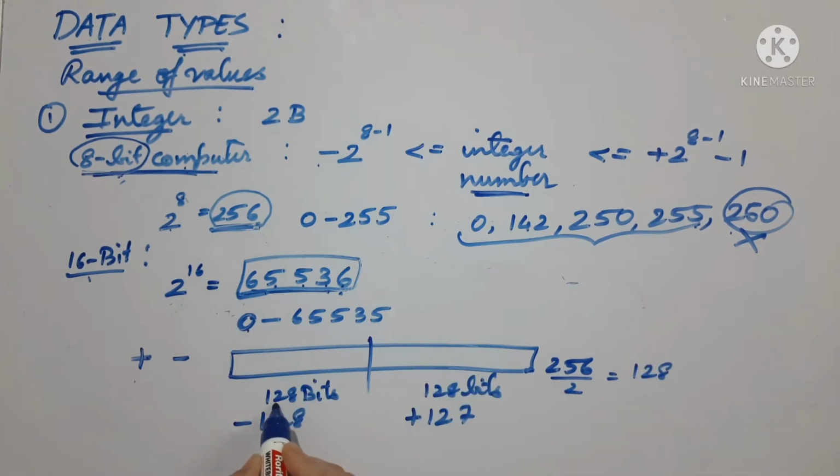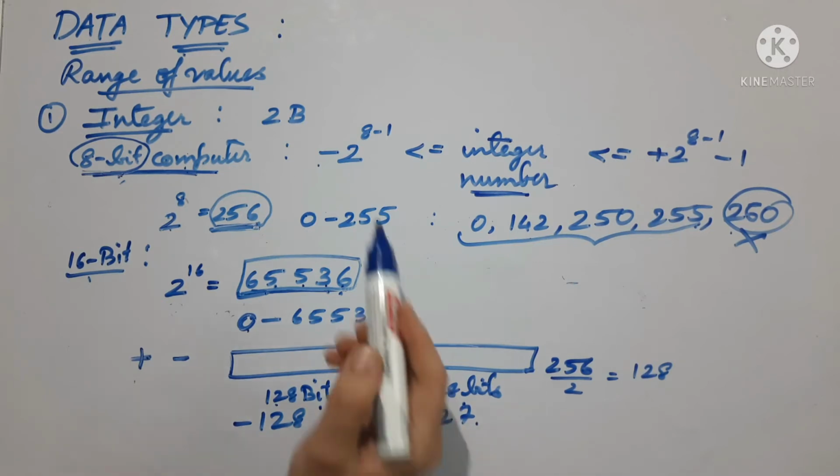So I have here 128 bits, here 128 bits. So here the maximum I can use in between, from 0 to minus 128, will be the maximum I can go. And how much can I stretch? I can stretch up to plus 127 maximum. That is why we have written here.